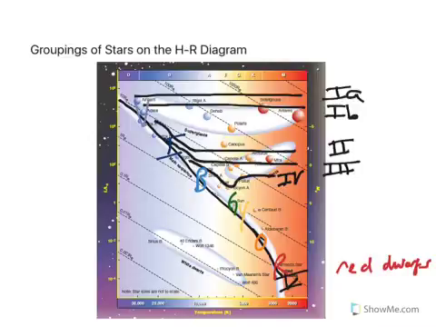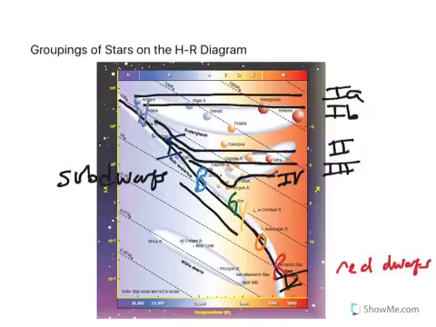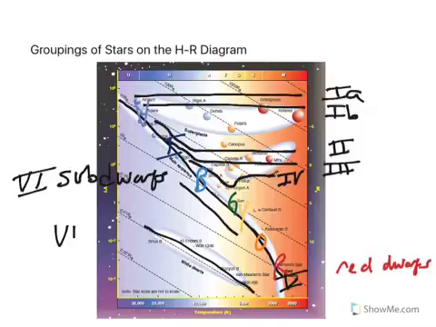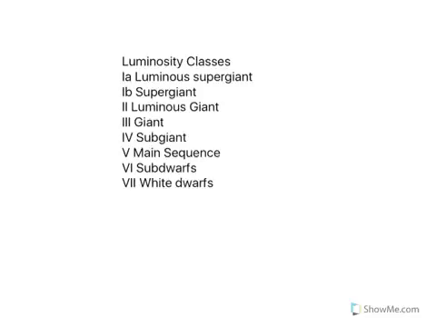Now below this main sequence of Roy G. Biv dwarfs is a grouping of stars that we call subdwarfs. And this is going to have a luminosity class 6. And remember this grouping of white dwarfs down here? Those are going to have a luminosity class 7. So let's add those two to our list.